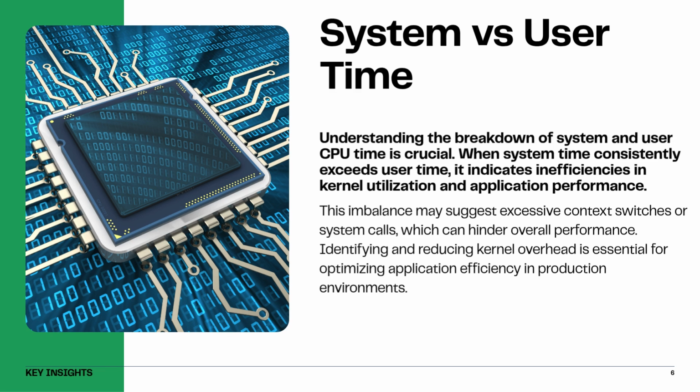I'll give you a real example. We had a service running at 70% CPU utilization. Sounds reasonable, right? But when we broke it down, we saw 20% user time and 50% system time. Using perf top, we traced this to excessive malloc and free calls. The memory allocator was dominating system time. The fix wasn't adding more CPU, it was implementing object pooling to reduce system call overhead.